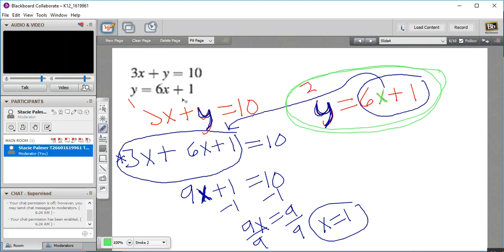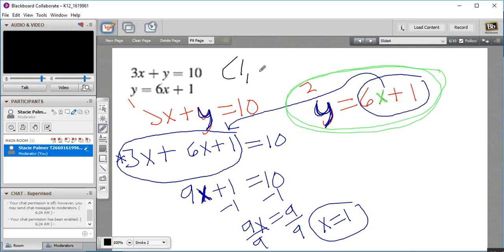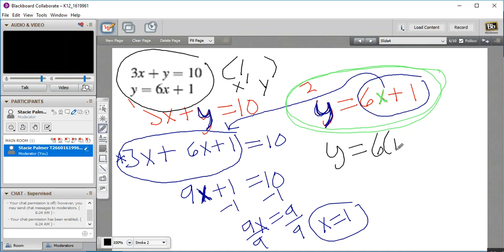So far we know that our x is 1. So we're trying to solve for our y. We want to find an ordered pair where these two lines cross each other. So we take y equals 6 times, instead of the x, we're going to plug in 1. 6 times 1 is 6. 6 plus 1 is 7. y equals 7. So when we let the x be 1, the y is 7.